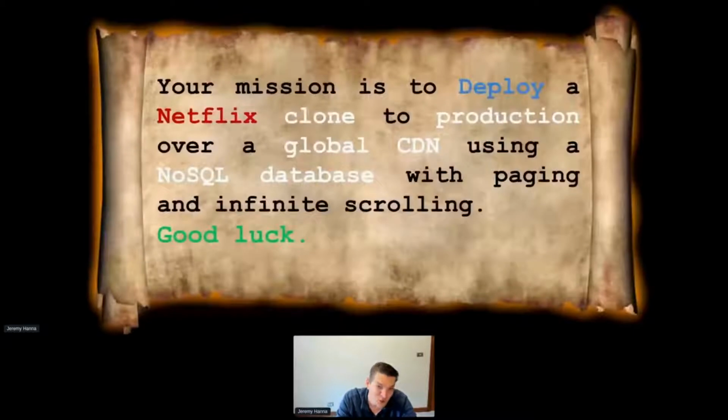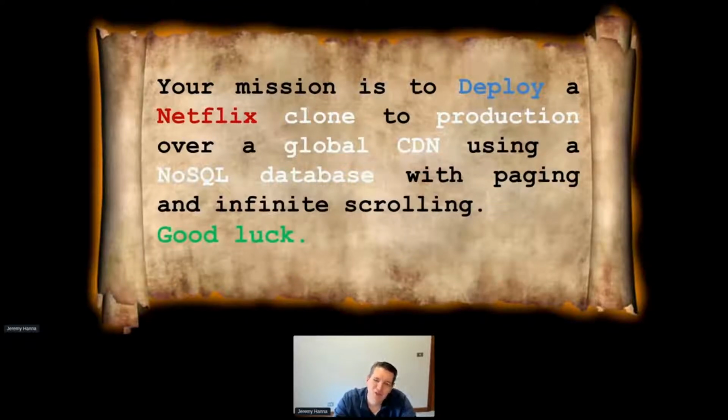So your mission, should you choose to accept it, in the old school Mission Impossible context, is to deploy a Netflix clone to production over a global CDN using a NoSQL database with paging and infinite scrolling. Good luck. For the course of this, we're going to cheat a little bit, because we'll have a GitHub repo that will give us some guidance and some setup.